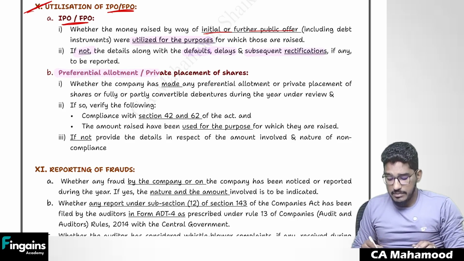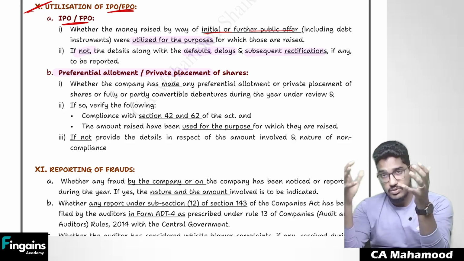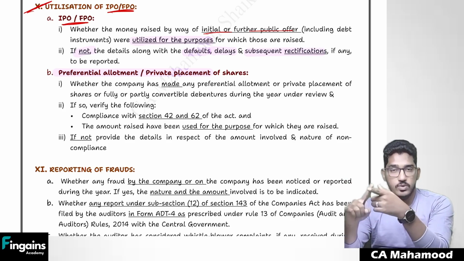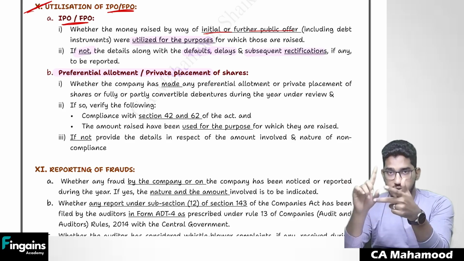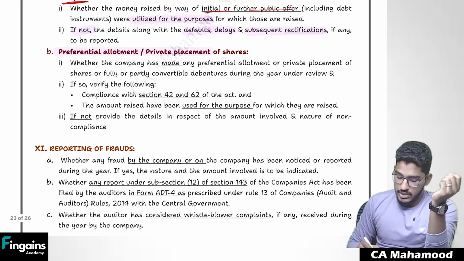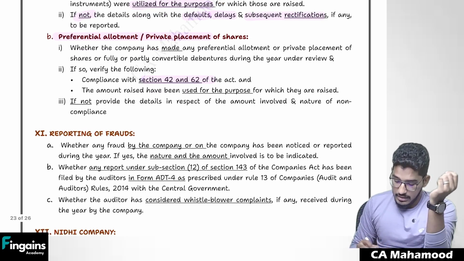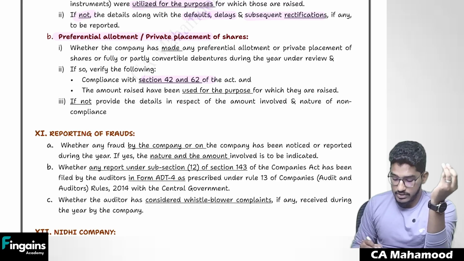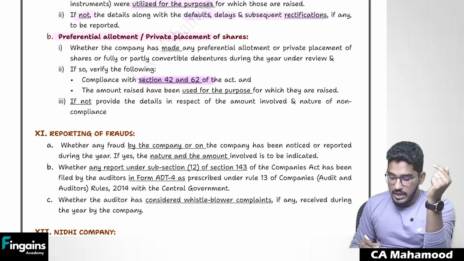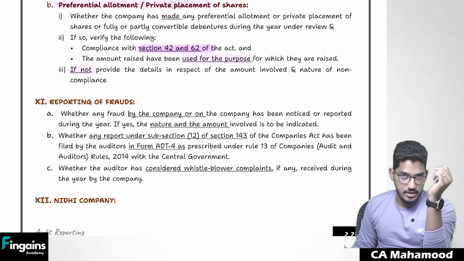Similarly, if the client company has done a preferential allotment or private placement of shares, there will be a prospectus for that too. You will say something to the investors: sir, we are going to raise this money for this purpose. There also I need to check whether the money they have raised by way of preferential allotment or private placement is being used for the said purposes or being misused. In addition to that, I also need to check compliance with the provisions of sections 42 and 62 of the Companies Act. So if I read it: whether the company has made any preferential allotment or private placement of shares, fully or partly convertible debentures during the year. If yes, check compliance with 42 and 62. And also I have to check whether the amount has been used for the purpose for which it has been raised. If not, I have to report the details.